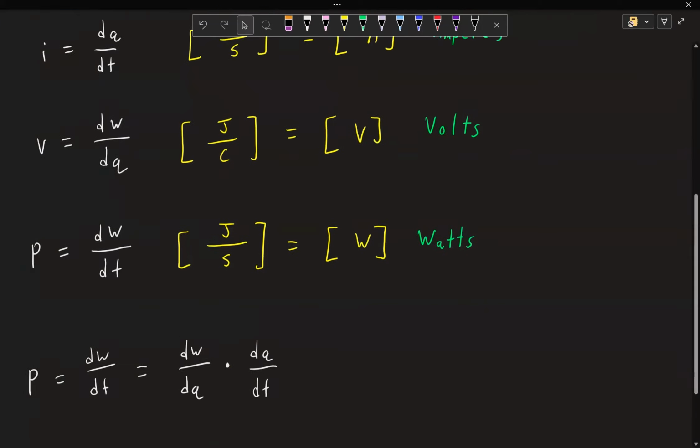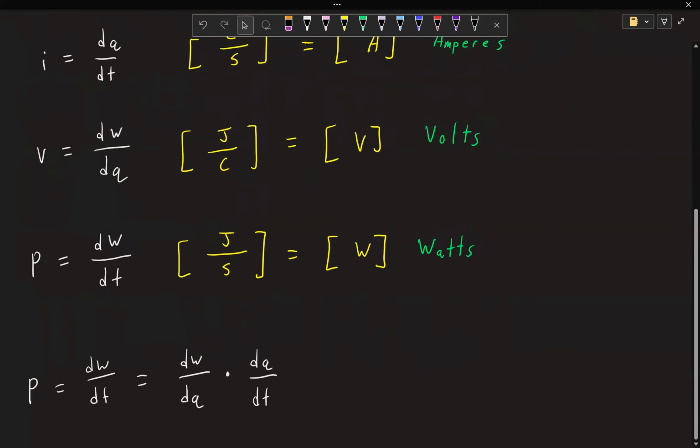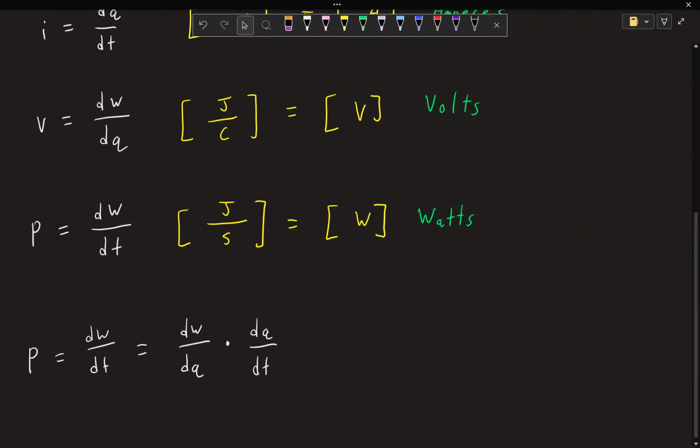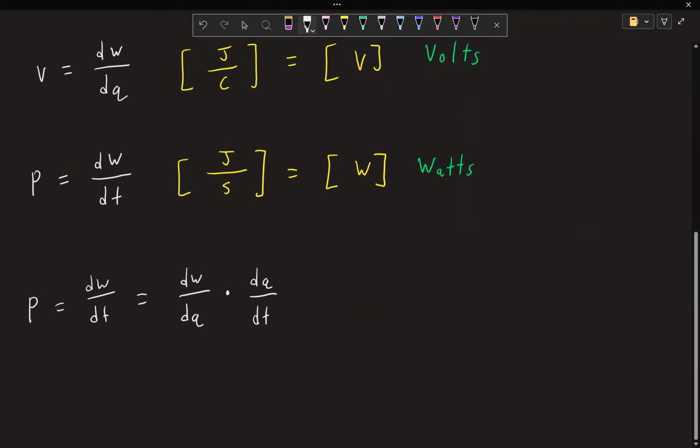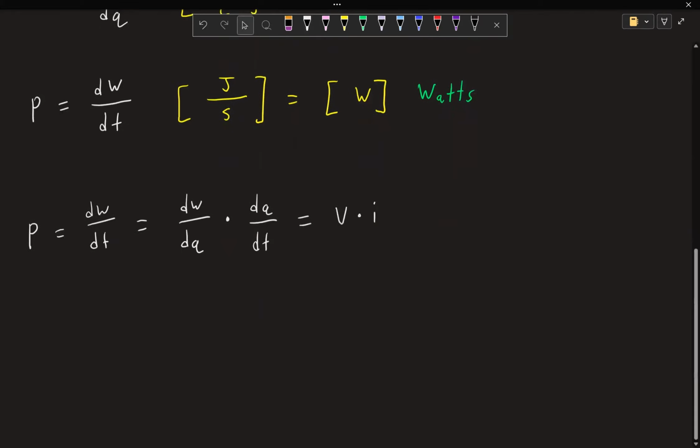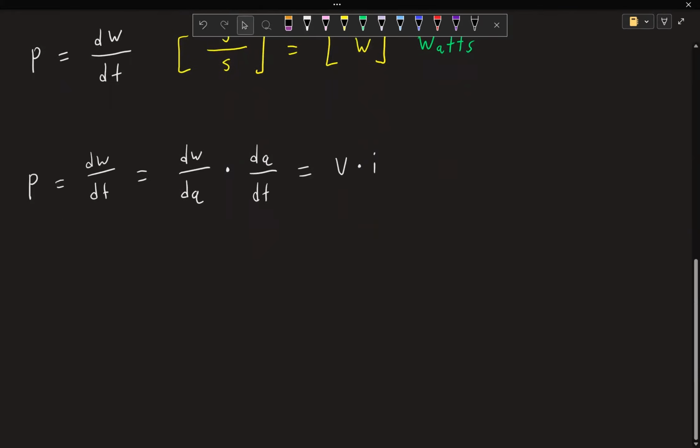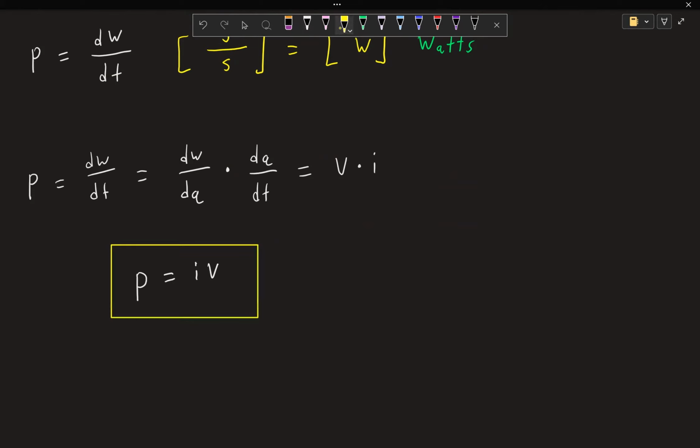Now, what is dW/dq? Well, we can look up here. dW/dq is just voltage. dq/dt is just current. So we can just say, oh, really, this is just V times I. And that gives us our formula that relates all three of them together. So P equals I times V. And that is it.